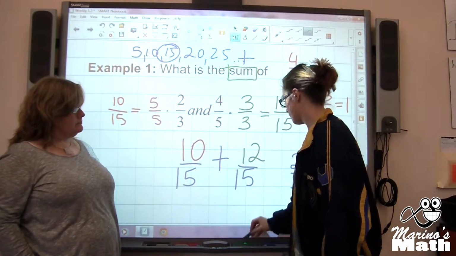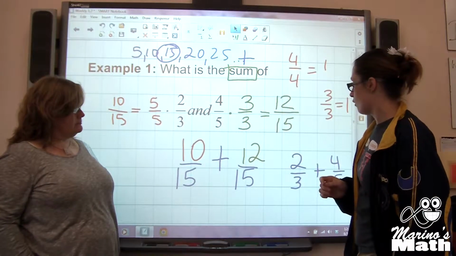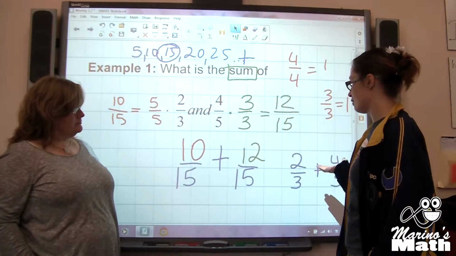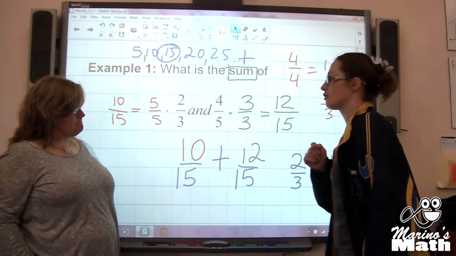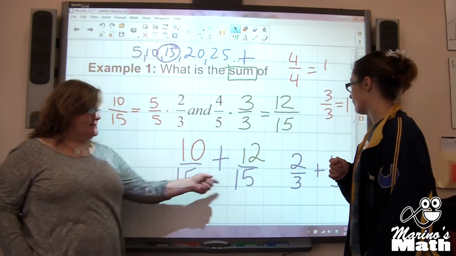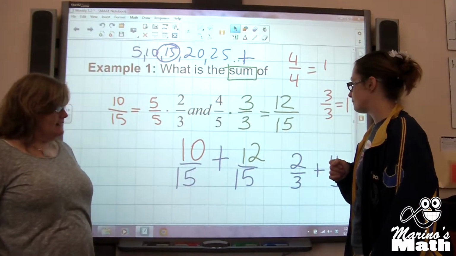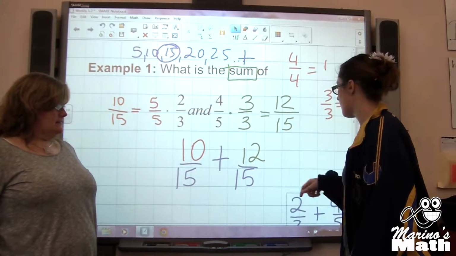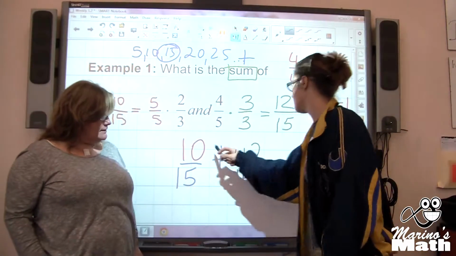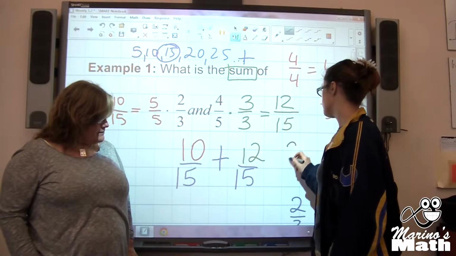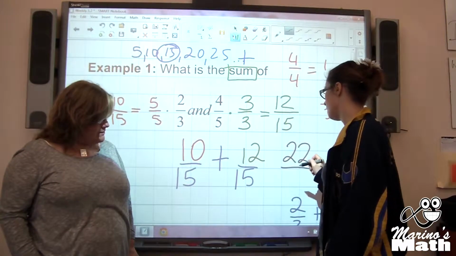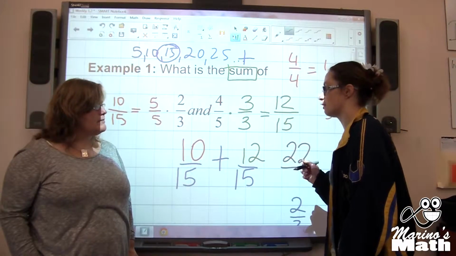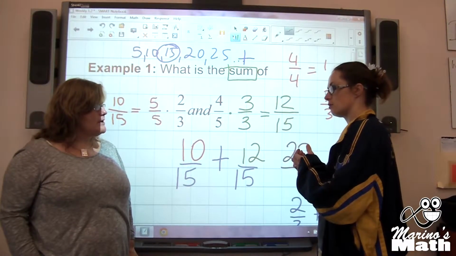I write my 12 down here, and I now have an addition problem that I can solve because my denominators are the same. That's right, you can't add until they're the same, but now we're all set. Do you remember how to do that? I can now just add across. So 10 plus 12 gives me 22. And then I always get stuck on the denominators. Do I add those?